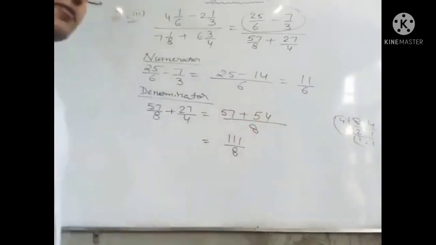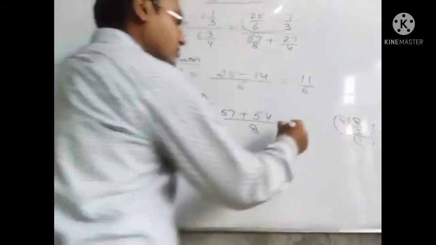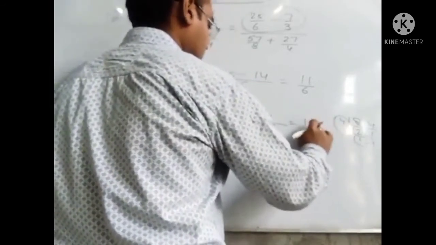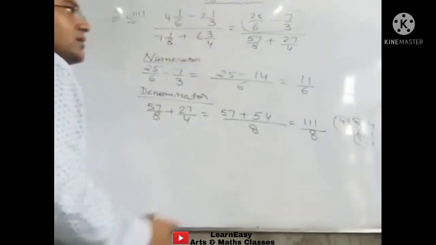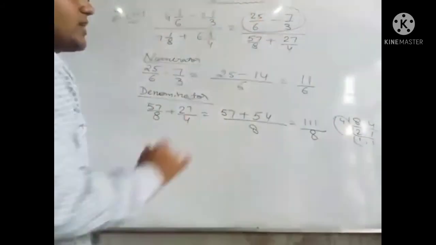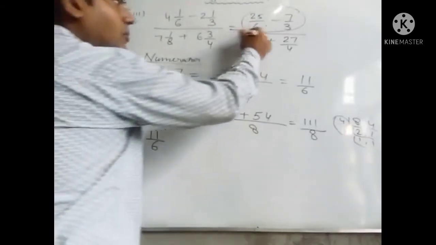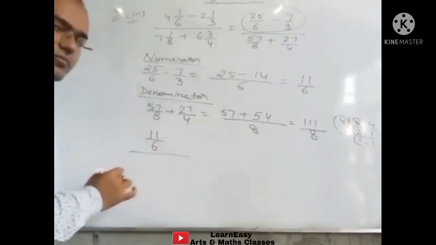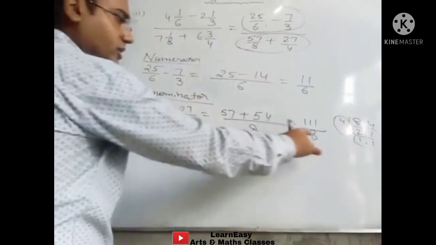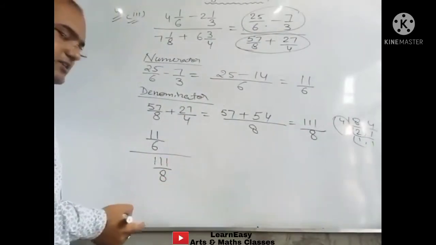So here what you observed, we have done the numerator as well as the denominator. We have solved both the numerator and the denominator. Now what we have to do, in place of this we have to write the numerator answer. Upon, we will write here a larger upon. In place of this we have to write the answer of this denominator, 111 upon 8. Now what is the next step?